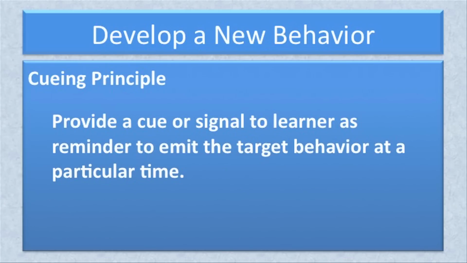The final method to be discussed in developing a new behavior is the cueing principle. Using this principle, you would provide a cue or a signal as a reminder to the learner to emit the target behavior at a particular time. For example, a teacher might say, "Remember to use our inside voices," as the children return from the playground. This is then followed by "good job" or "thank you" when the children enter the building quietly.